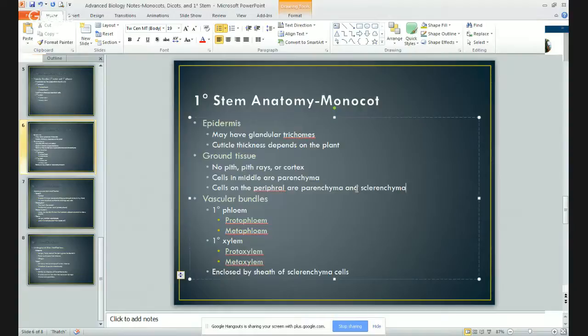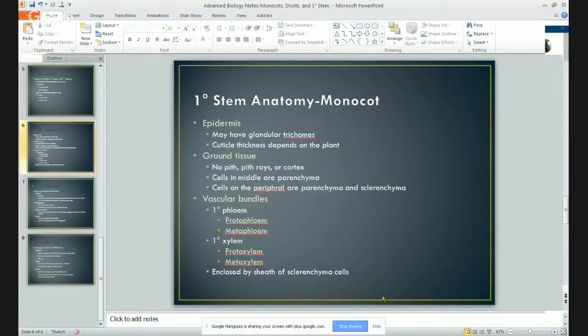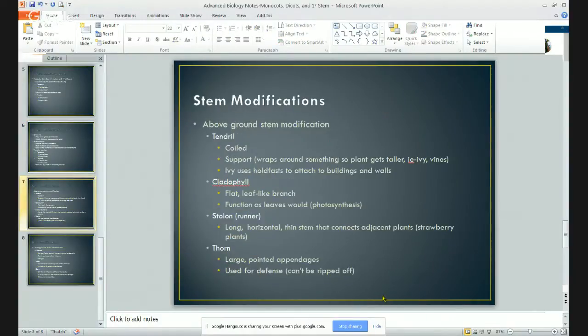Alrighty. The last thing that we're going to talk about with these groups, that's just kind of thrown in here, are some stem modifications. Sometimes they occur above ground and sometimes they occur below ground. So we're going to talk about the above ground stem modifications that plants can produce. The first one is a tendril.